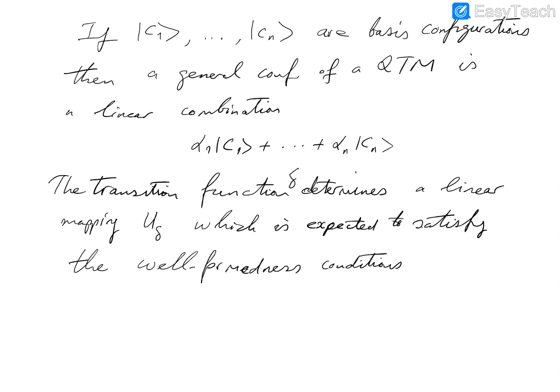Well-formedness conditions, I'm not going to give them here, but you can look at Joseph Gruska's quantum computing book, and he explains these conditions in detail. Essentially, these conditions ensure that the transition mapping U delta is a unitary mapping, a unitary operator. Okay, so that's what it means.